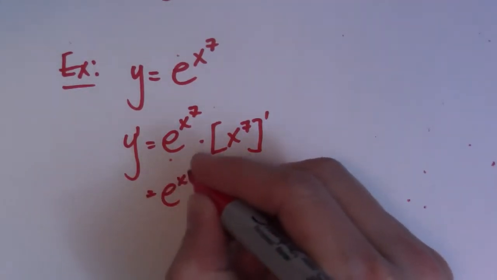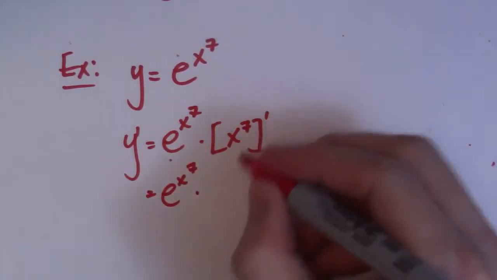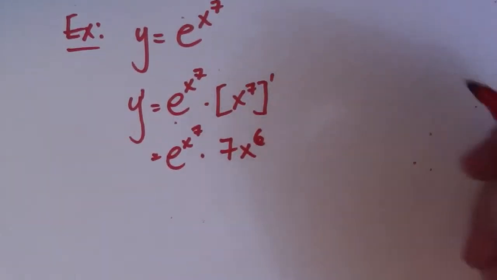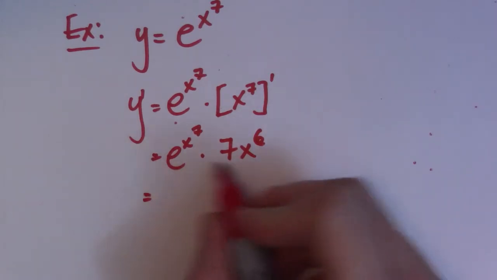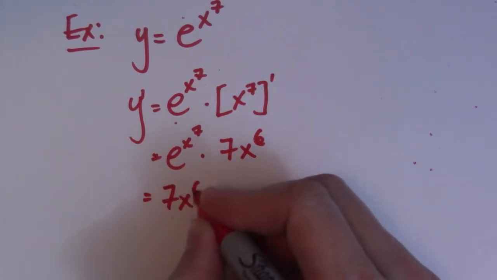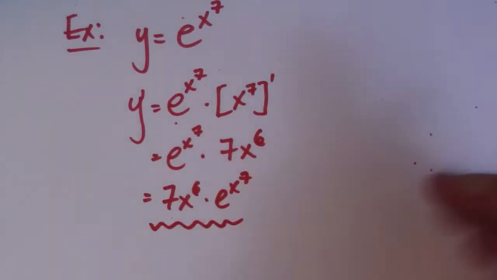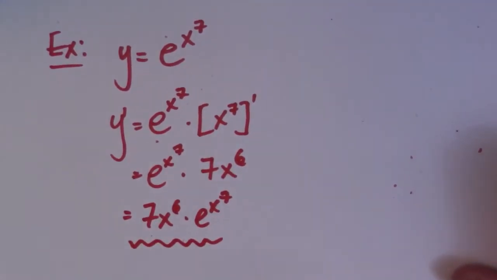So e to the x to the 7, and the derivative of x to the 7 is 7x to the 6 using my power rule. And then I'll just rewrite this. I like to have my e to the x last. And there it is, there's my derivative of e to the x to the 7.